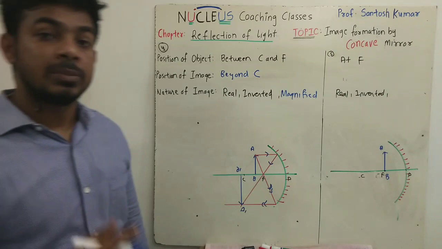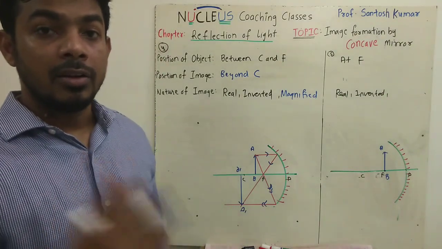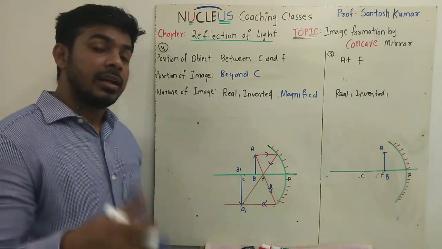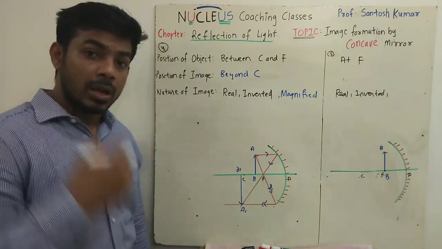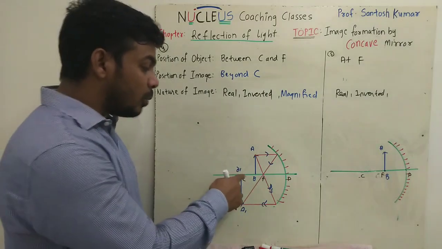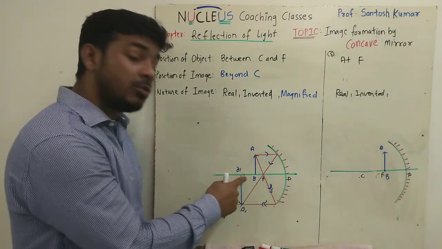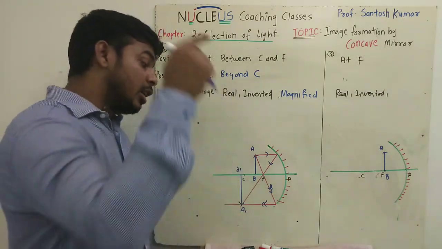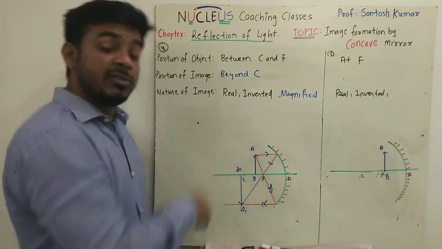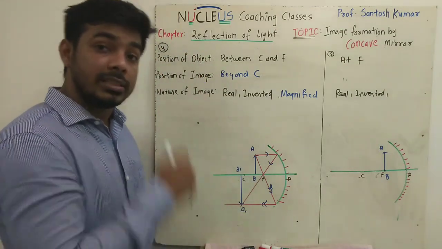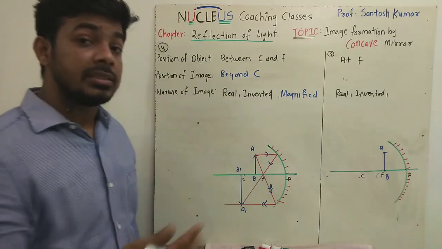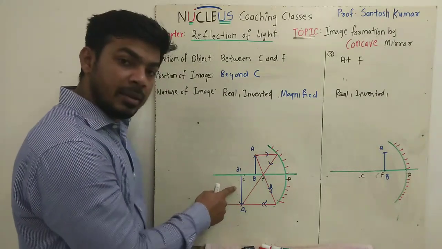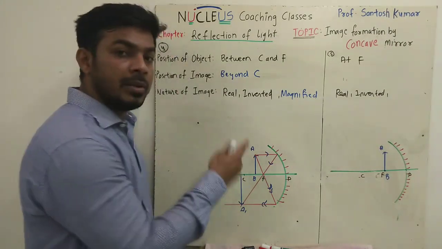If you remember, I have explained the principle of reversibility of light, which says if the incident ray becomes the reflected ray, then the reflected ray becomes the incident ray. What I mean to say is that we studied that if the object was kept beyond C, the image was between C and F. That means if the object is between C and F, the image will be beyond C. That means here object and image distance can be easily interchanged. If this is the object and this is the image, then if this becomes the object, this will be the image, right?